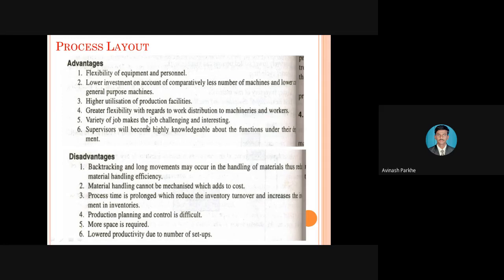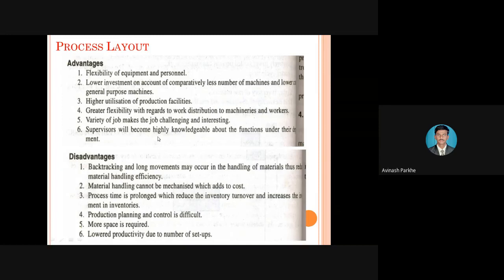Variety of jobs makes the work challenging and interesting. In this particular process layout, a variety of jobs can be manufactured. In batch number 1, your product is totally different. Whenever the second batch comes, the type of product will be different. When the third batch comes, again the type of product will be different. That means a variety of jobs can be manufactured using this process layout.